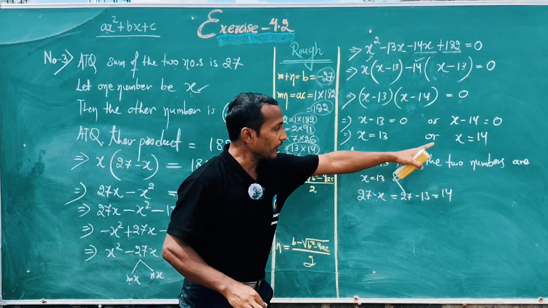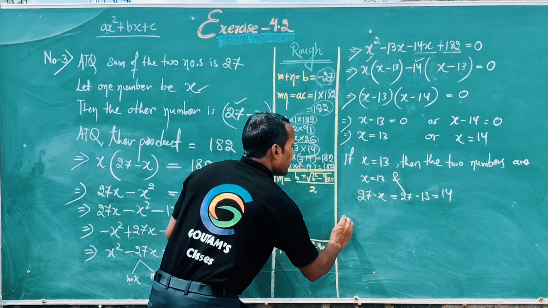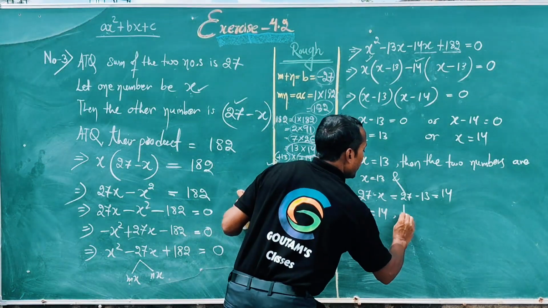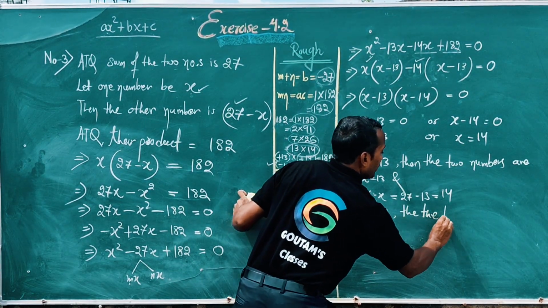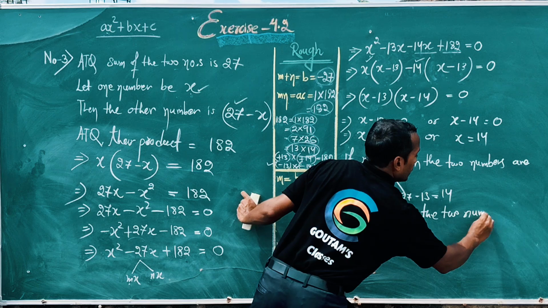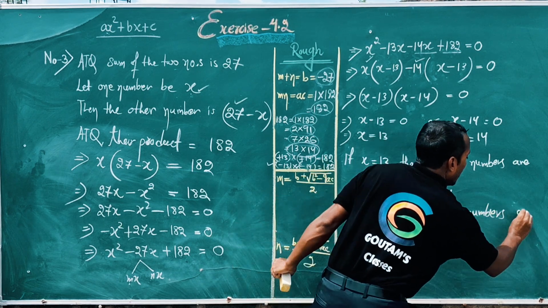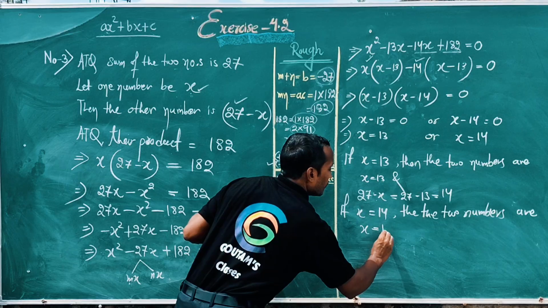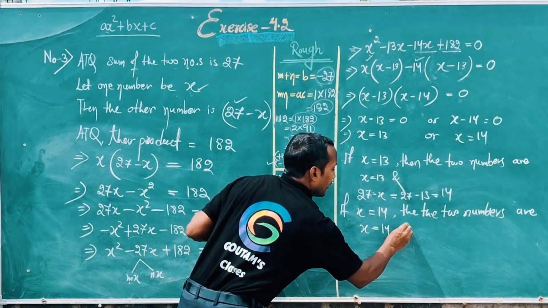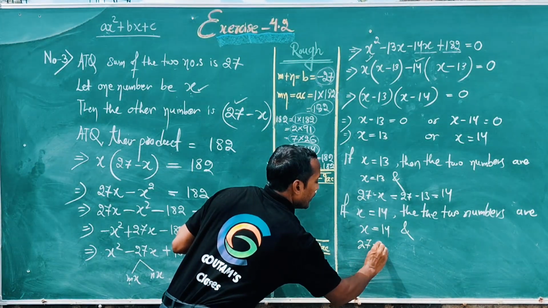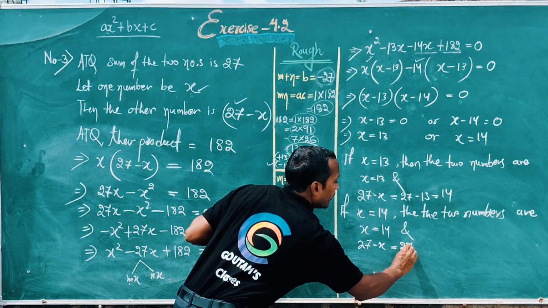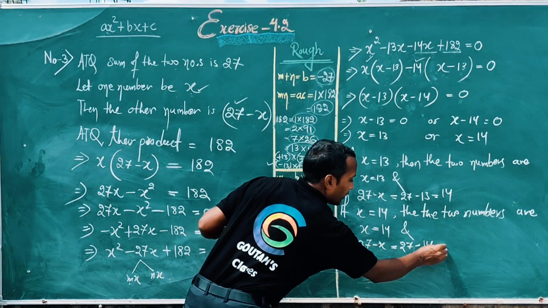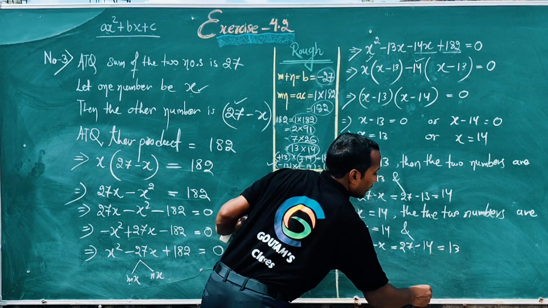Now if you go for the second case, x is equal to 14. If x is equal to 14, then what happens? Then the two numbers are: one number is x, so that is 14 now, and the other number is 27 minus x, so 27 minus 14, in place of x I wrote 14. 27 minus 14 is 13.